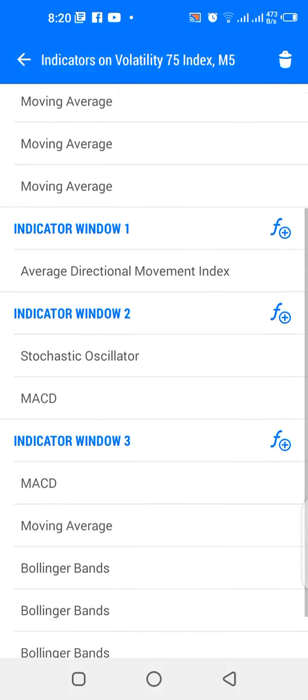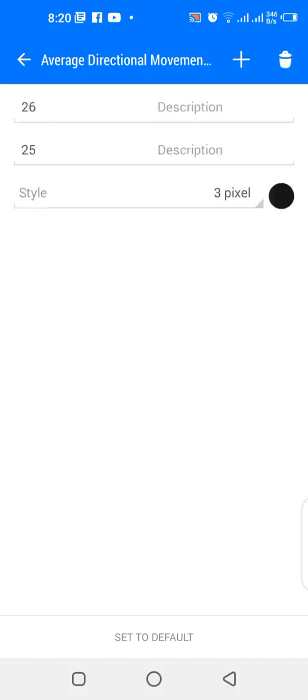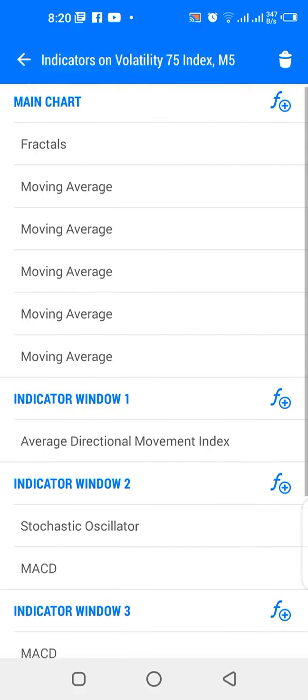Then for indicator window 1, we have just ADX, average directional movement index. The period is 14. The color is red for the style. The other plus D and minus D, the color will match the background color. The levels are 25, 26 levels, and the color is black for the levels.